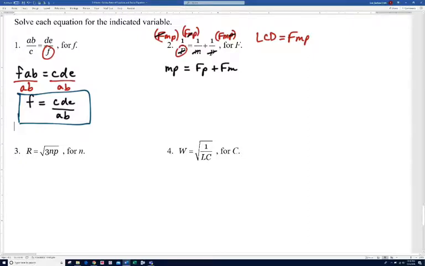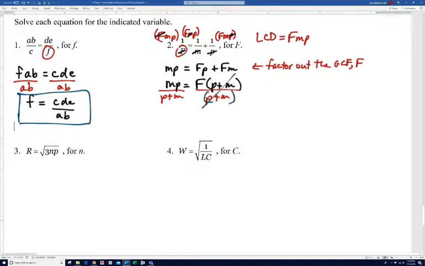Now, you got to think a little bit about this carefully. Notice FP and FM are not like terms, so I can't add them together. They don't have the same variable factors. They both have an F, but that's all that they share. So how am I going to get f by itself? Well, hopefully factoring out the GCF comes to mind, because that's what's going to work here. They both have an f factor, each of these terms. So we can factor out an f. F times p would be fp, and f times m would be the fm. And see, now we can divide by p plus m, and now we can solve for f.